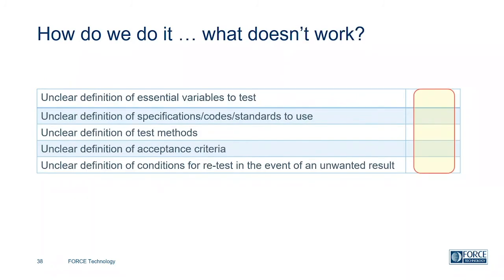And then, of course, what doesn't work? If we have unclear definitions of essential variables or the specifications or the test methods or the acceptance criteria, or unclear definition of retesting, then we're just going to be running in circles.